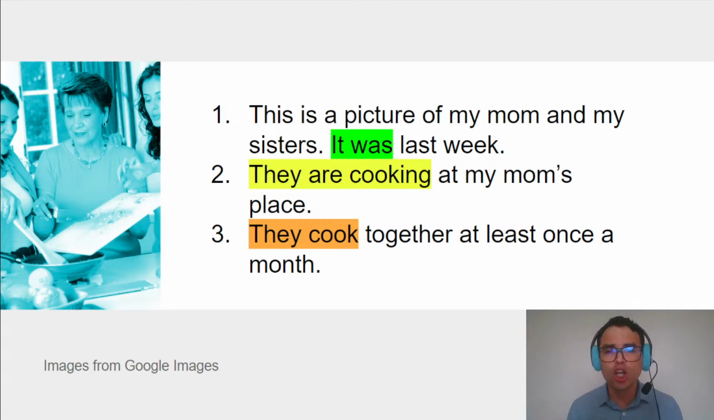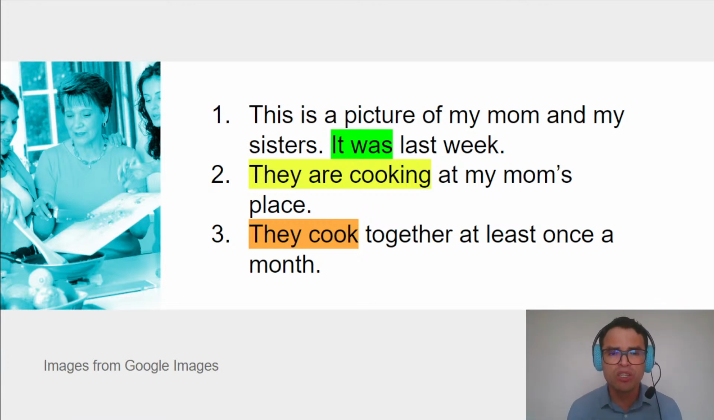Number 2. They are cooking at my mom's place in the picture, of course. Present continuous. They are cooking. Subject, they. Verb to be, are. Verb, ing, cooking. Present continuous to talk about what is happening right now.